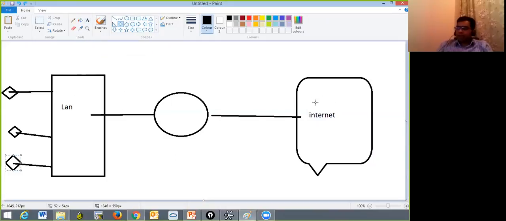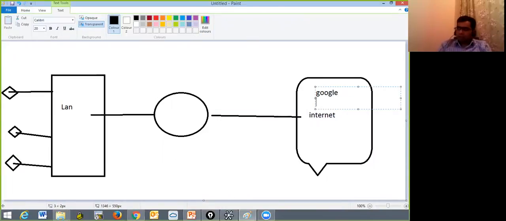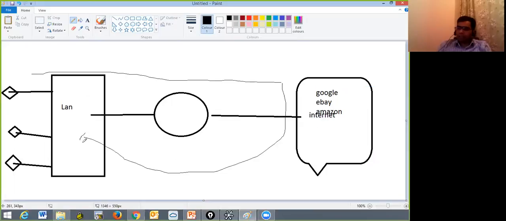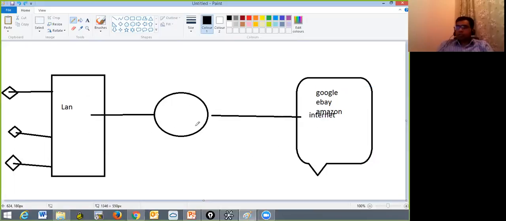Here we have the internet, here we have Amazon, eBay, you know. So we have all these companies outside, and here on the LAN side, this network is quite open. Anybody can go outside and they can come back into the network as well. So the traffic is flowing this way. Okay, now the traffic is open.